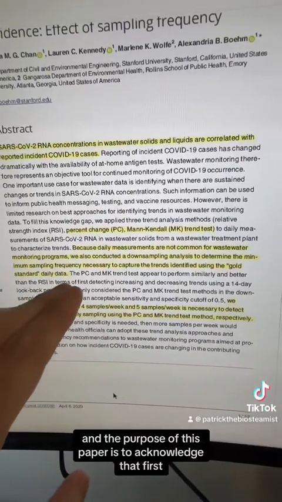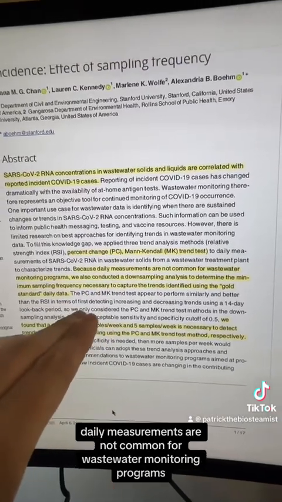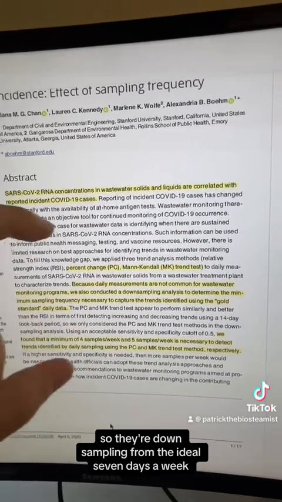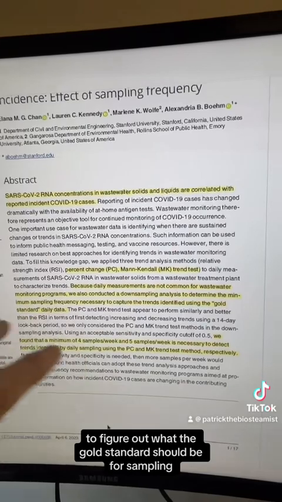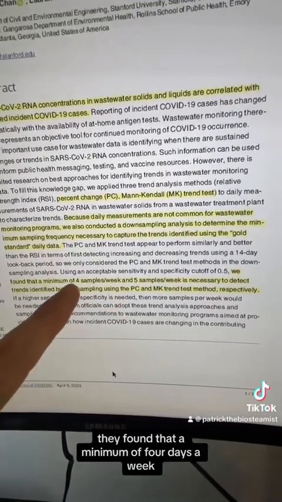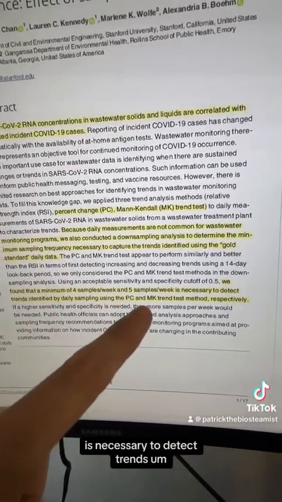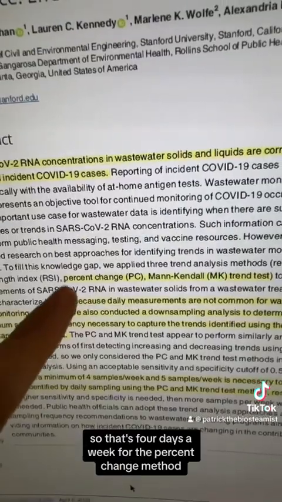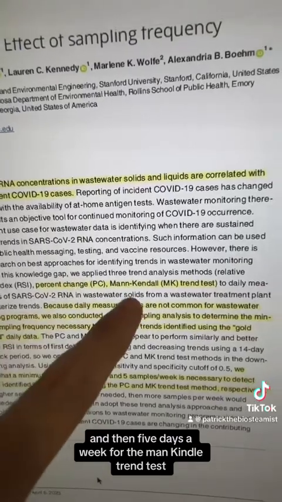And the purpose of this paper is to acknowledge that, first, daily measurements are not common for wastewater monitoring programs. So they're downsampling from the ideal 7 days a week to figure out what the gold standard should be for sampling. And in this study, they found that a minimum of 4 samples a week and 5 samples a week is necessary to detect trends identified by daily sampling. So that's 4 days a week for the percent change method, and then 5 days a week for the Mann-Kendall trend test.